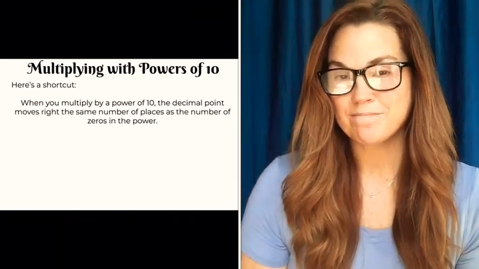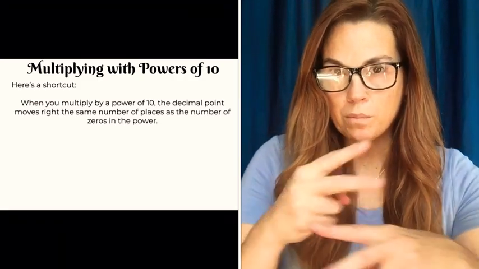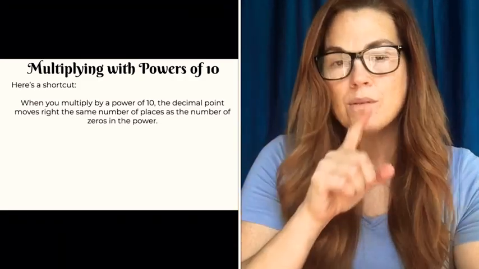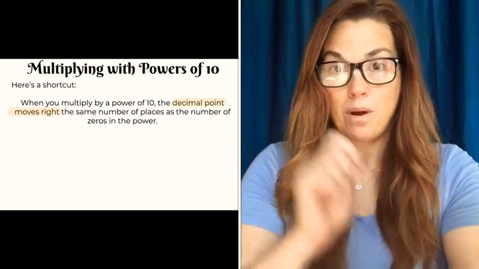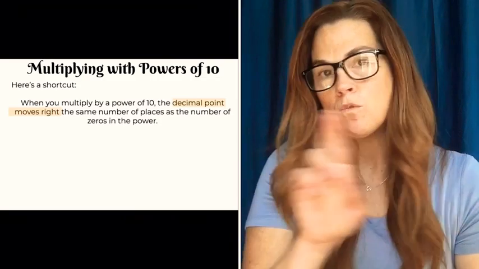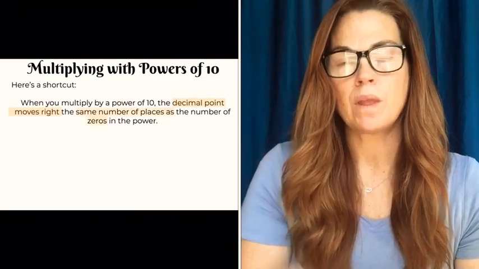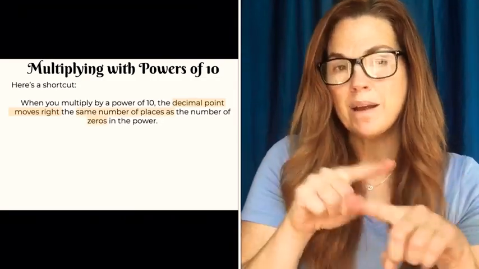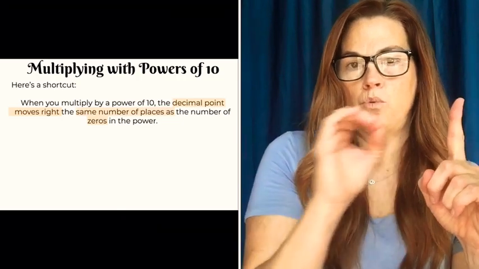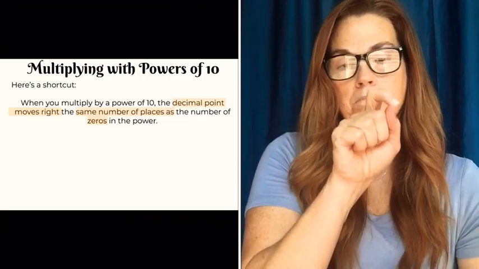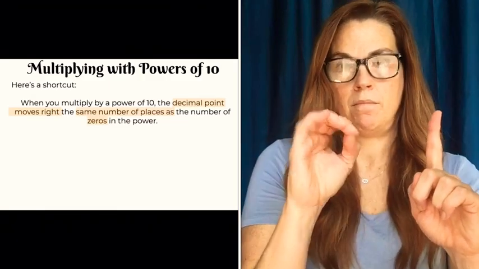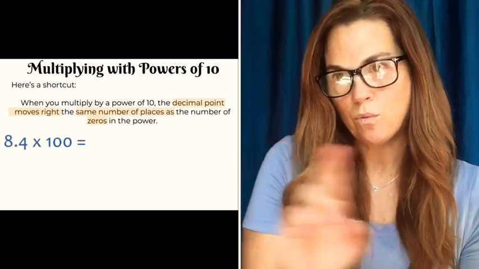If you are multiplying with powers of 10, there is a shortcut. When you multiply by a power of 10, the decimal point moves to the right, the same number of places as however many zeros are in that power. So it moved 1 place when there was 1 zero, and 2 places when there were 2, and it always moved to the right because we were multiplying. Here are some more examples.